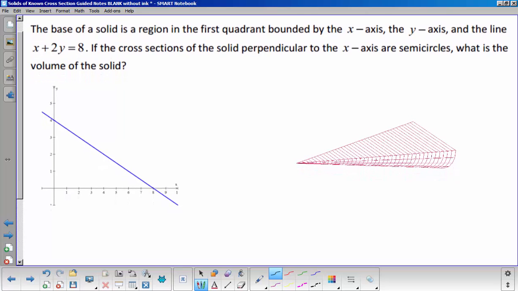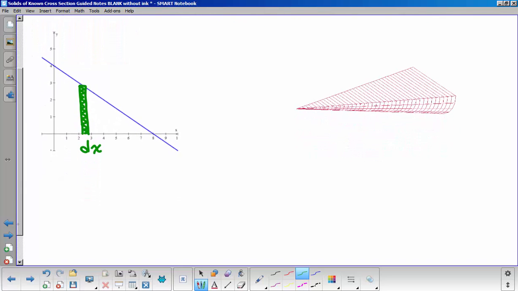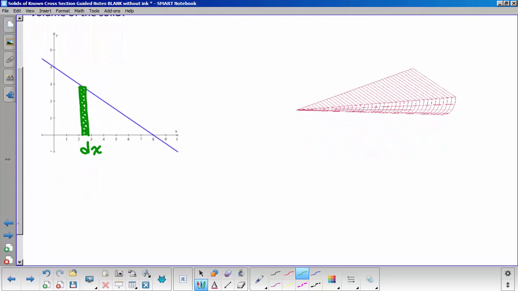This one says the base of a solid is a region in the first quadrant bounded by the x-axis, the y-axis, and the line x plus 2y equals 8. If the cross-sections of the solid perpendicular to the x-axis are semicircles, what is the volume of the solid? So now our shape is still perpendicular to the x-axis here, so we're going to have a dx, and the shape of the slice that I pull out will be a semicircle.